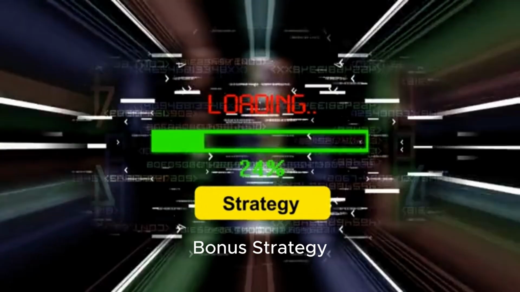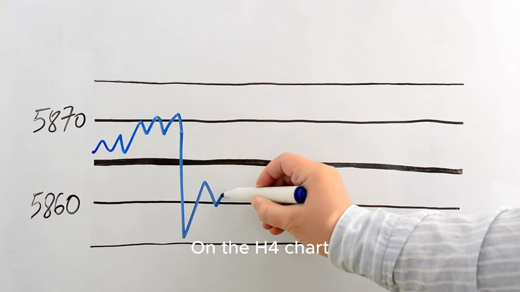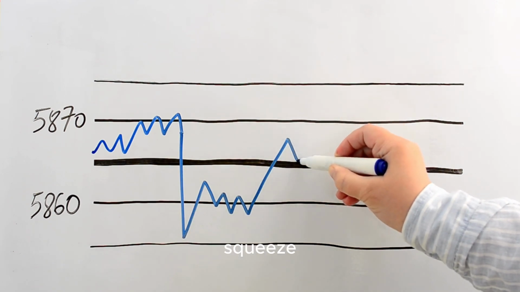Bonus strategy. Combine the tools on different time frames on the H4 chart. Wait for a Bollinger Band squeeze.